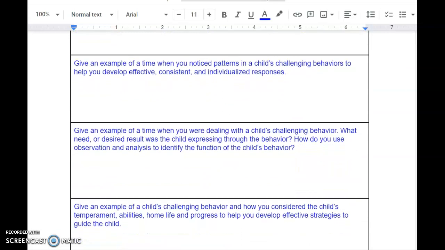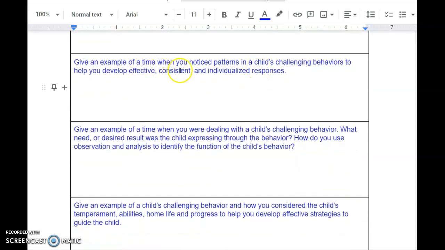All right. Next one. Give an example of a time when you noticed patterns in a child's challenging behavior and you had to develop some individualized responses. So think about some sort of behavior that a child has. For example, maybe there's a biting or there's a hitting. When does the hitting happen? Was there a pattern with it? How did you notice that? That's what we want in here.